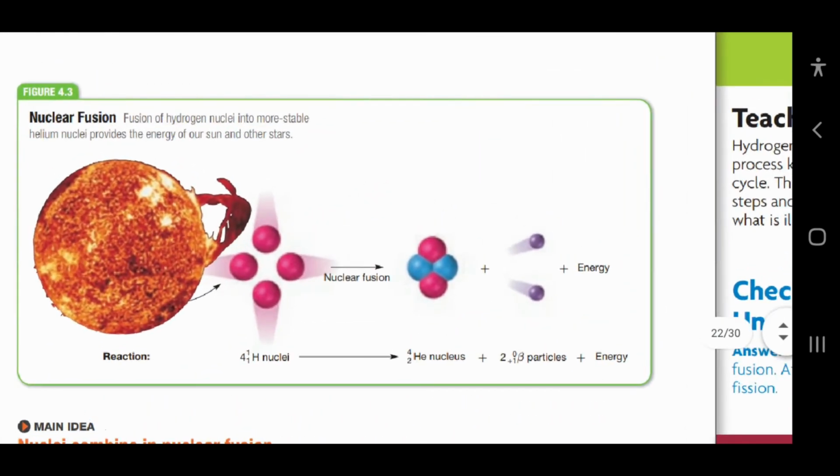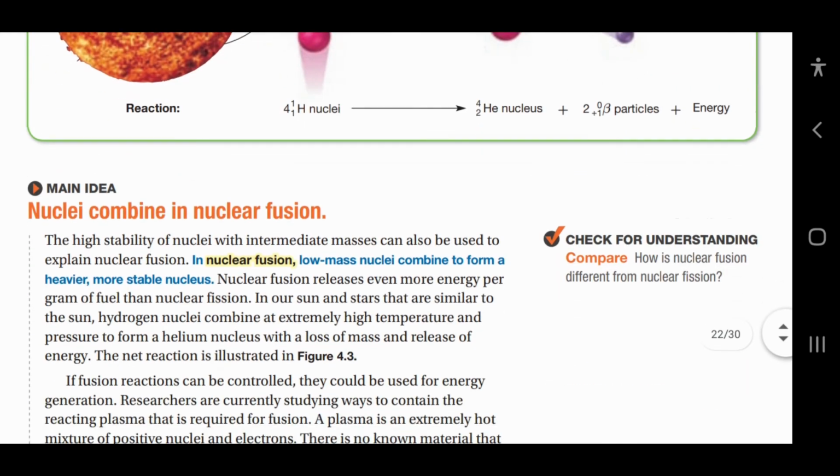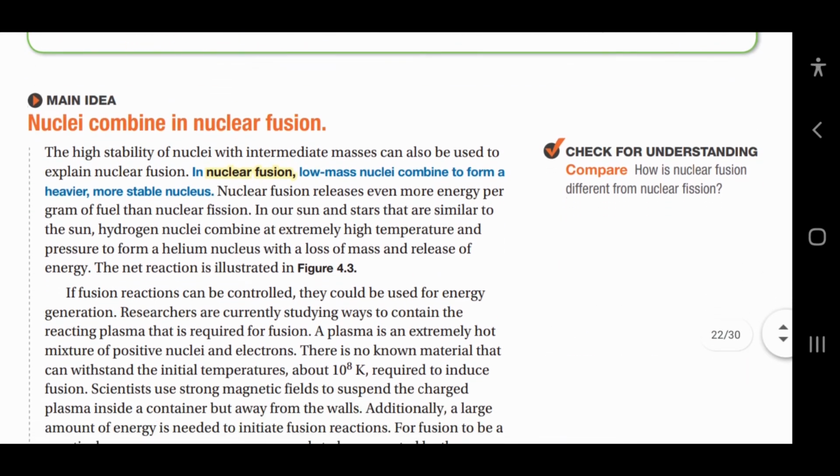Now, the other type of our nuclear reactions here is nuclear fusion. As you can see here, fusion of hydrogen nuclei into more stable helium nuclei provides the energy of our sun and other stars. In nuclear fusion, low mass nuclei combine to form a heavier and more stable nucleus. In this type of reaction, the amount of energy released is much more than in nuclear fission.